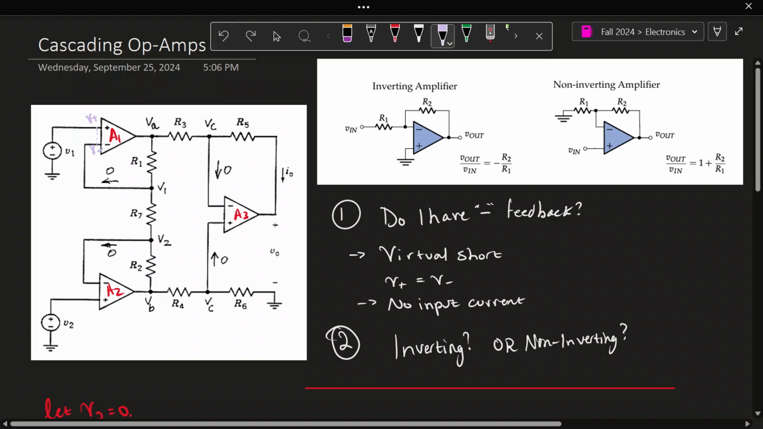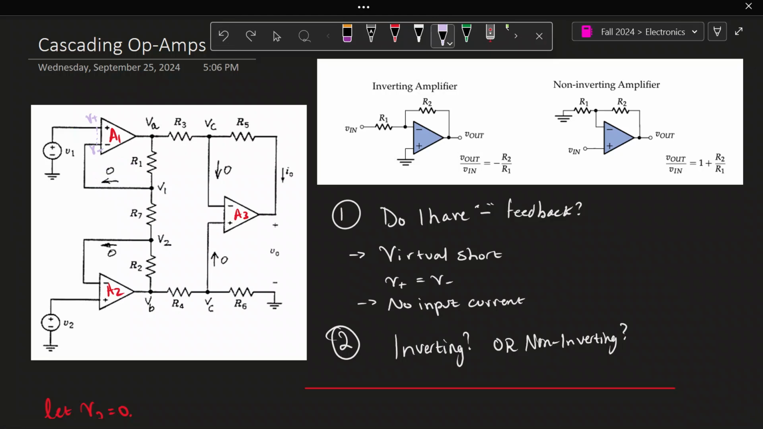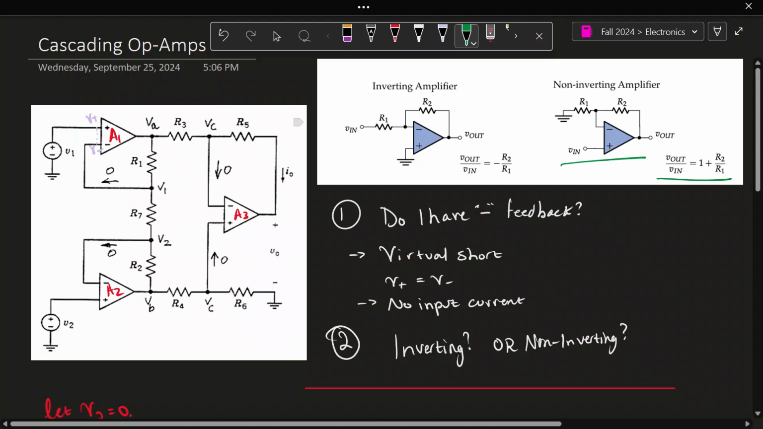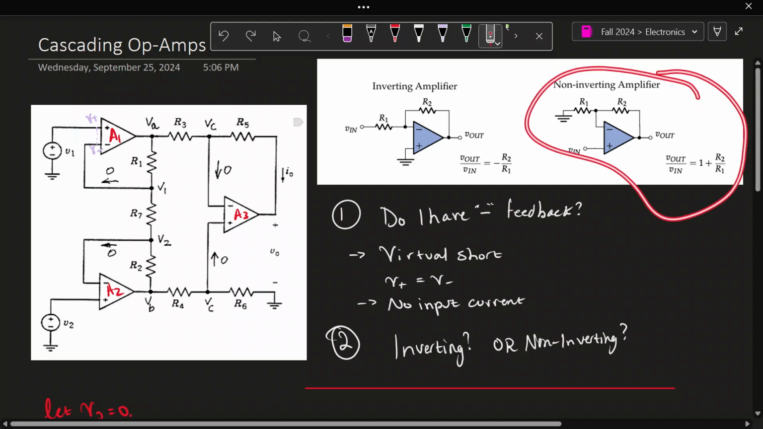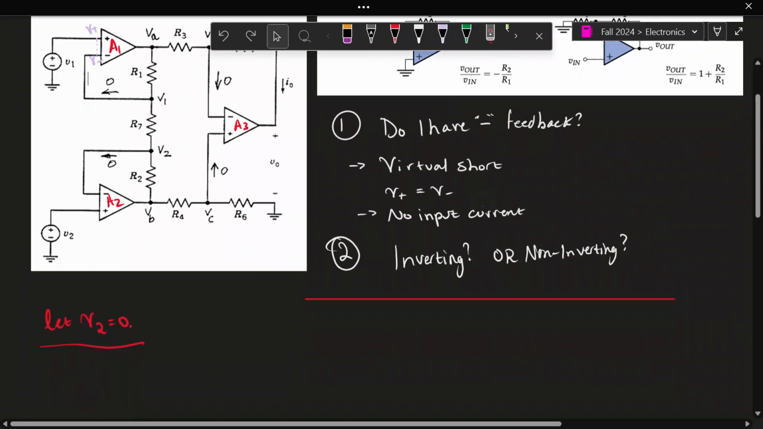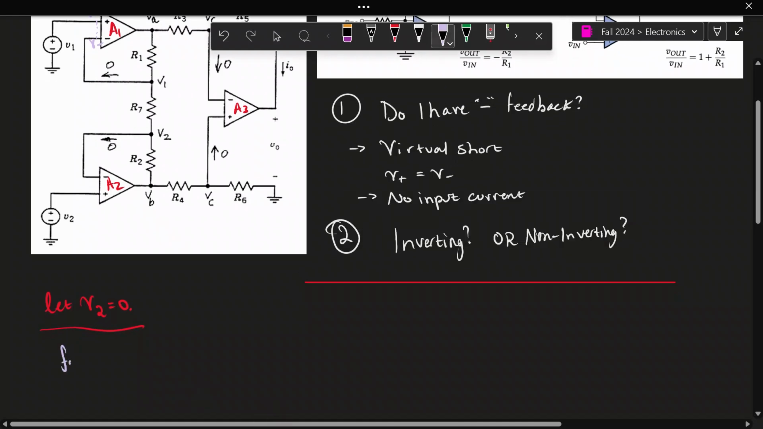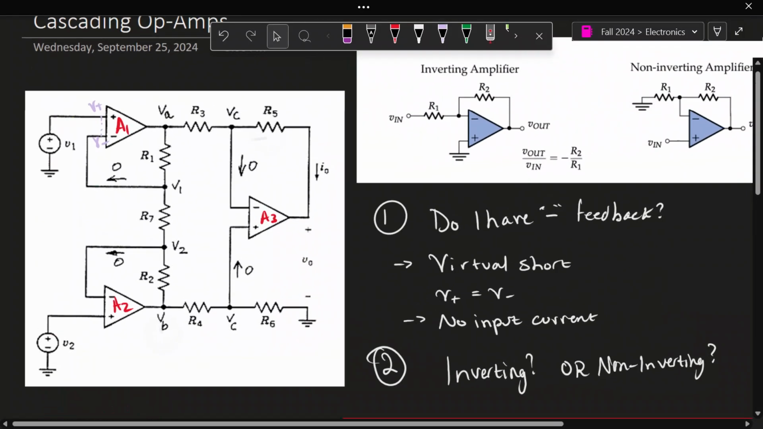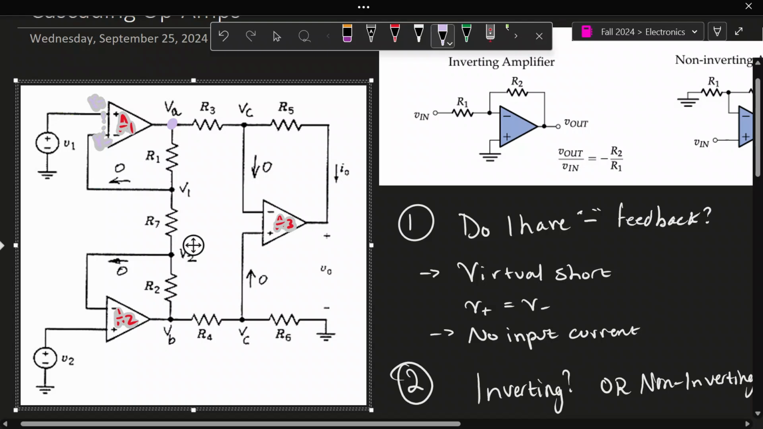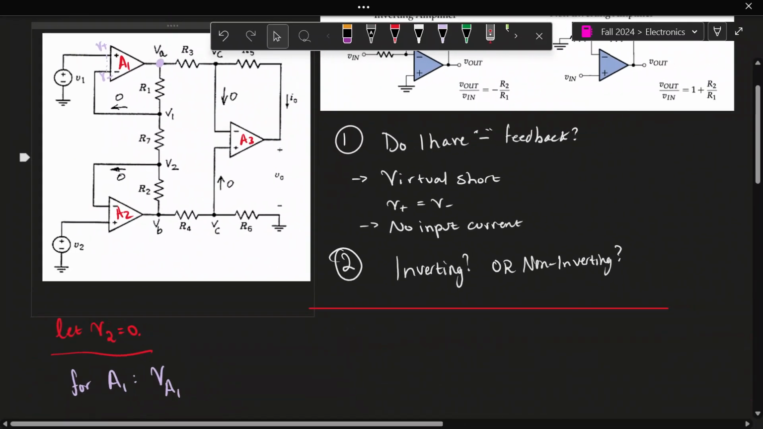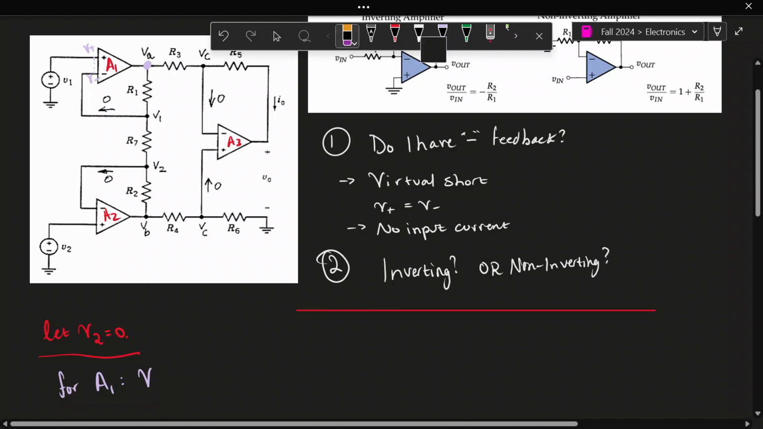Perfect. Okay, is it inverting or non-inverting? Well, the input voltage is going towards the positive terminal of our op amp. That looks like a non-inverting amplifier. Okay, let's write that equation down. For amplifier 1, V out, we can even call this VA1, and it's labeled right here. We'll go with the same notation they have here, VA. So this is what we're finding, VA.